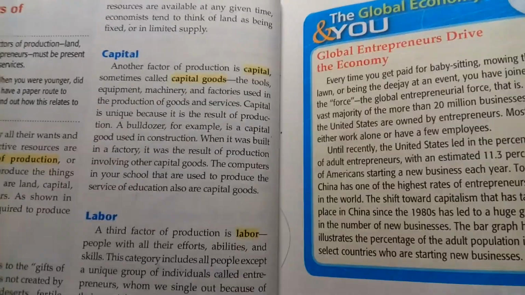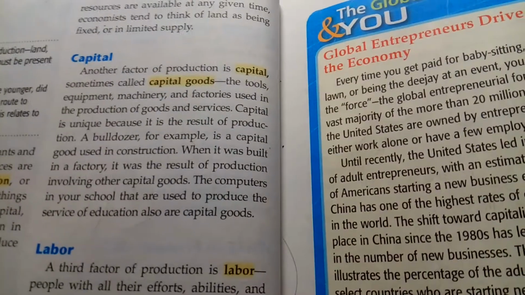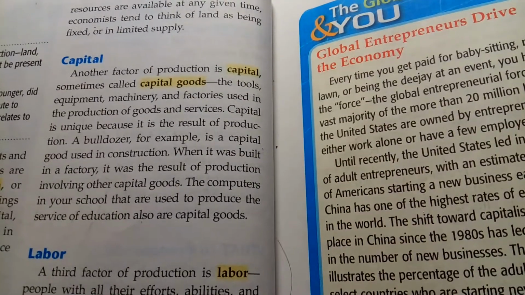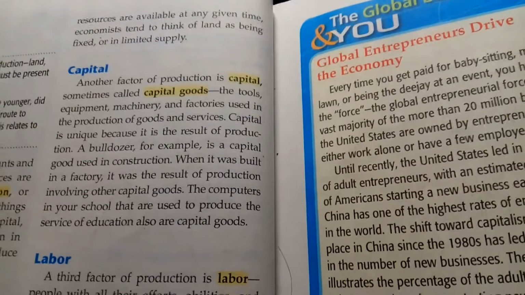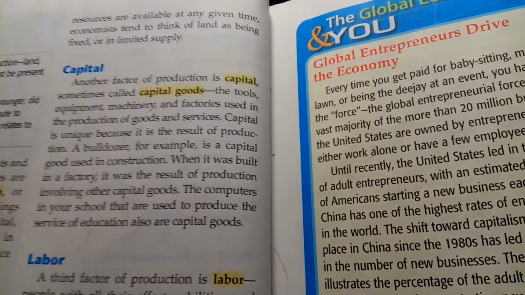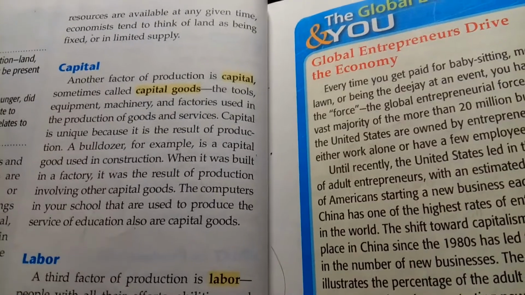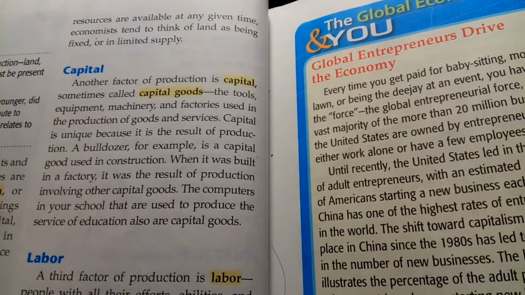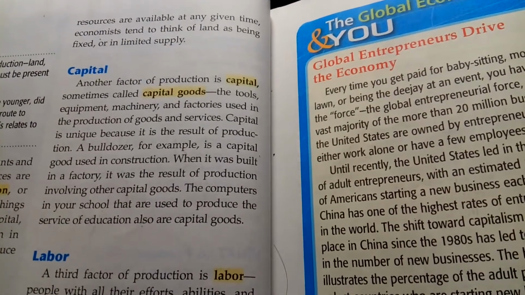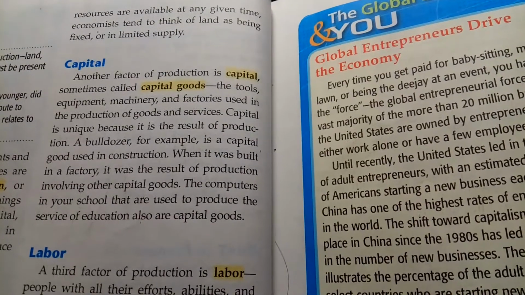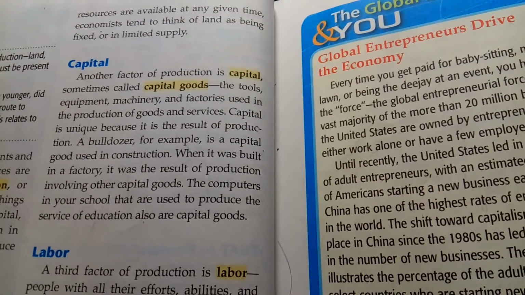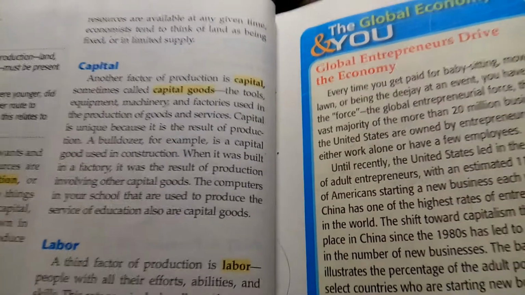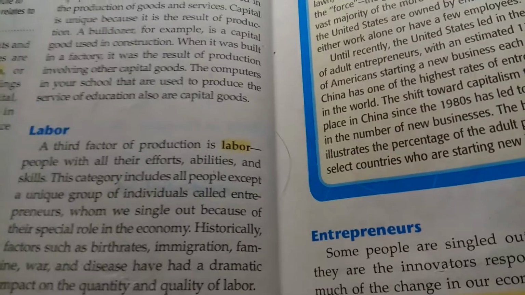Another factor of production is capital. This sometimes is called capital goods: the tools, equipment, machinery, and factories used in the production of goods and services. Capital is unique because it is the result of production. A bulldozer, for example, is a capital good used in construction. When it was built in a factory, it was the result of production involving other capital goods. The computers in your school that are used to produce the service of education also are capital goods.